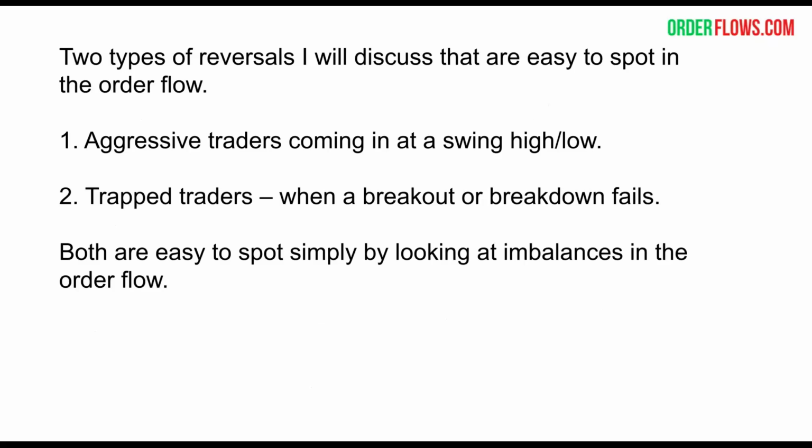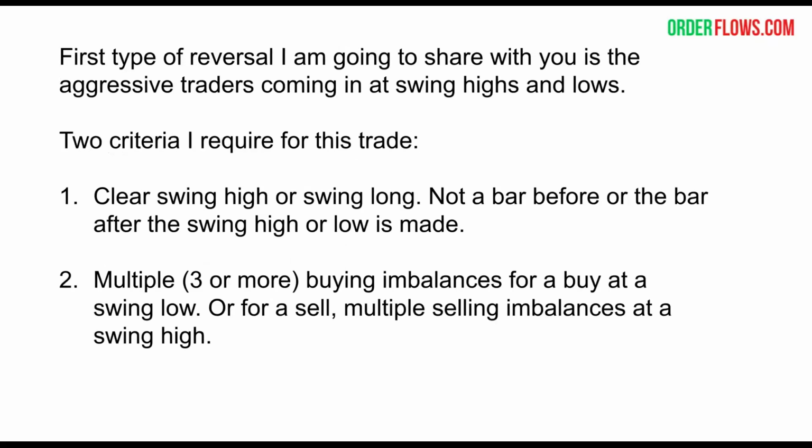Now, there's going to be 2 types of reversals I'm going to discuss now, and they're easy to spot in the order flow. So the first type is aggressive traders coming in at a swing high or swing low. Second type is trap traders, basically when a breakdown or breakout fails. Both are easy to spot simply by looking at imbalances in the order flow. Okay, so the first type of reversal I'm going to share with you is the aggressive traders coming in at swing highs or swing lows.